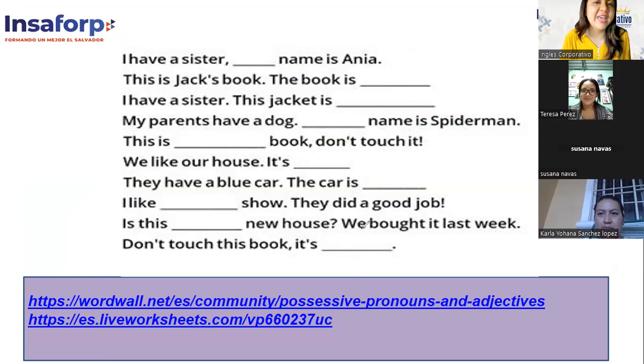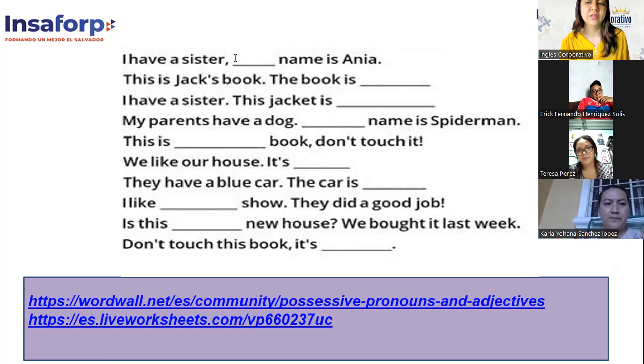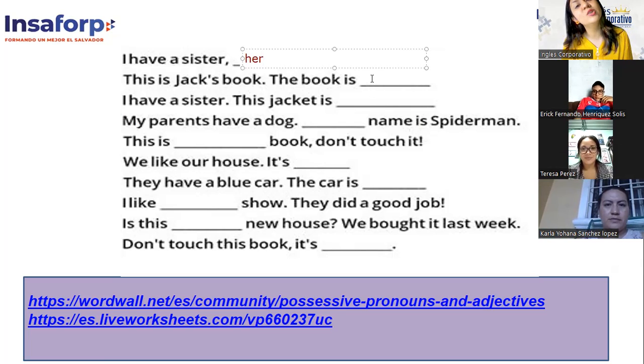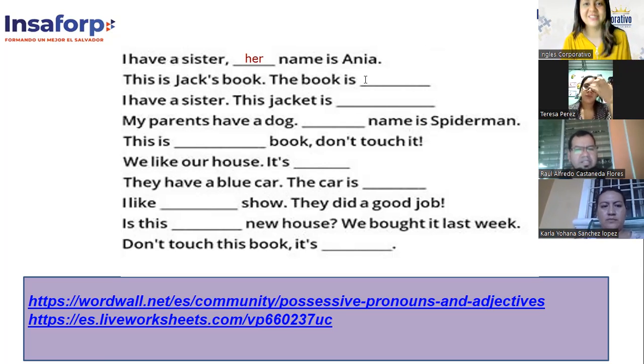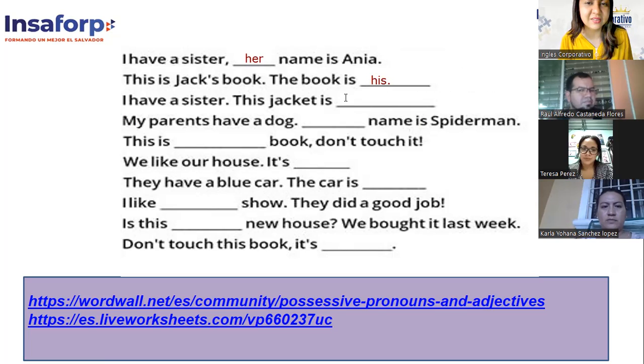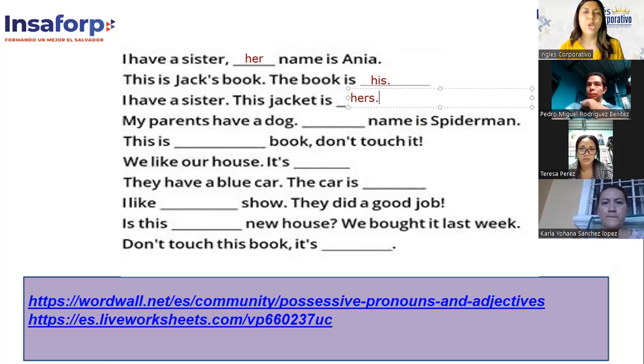Vamos a ver. It says, I have a sister. ¿Qué le pondría aquí yo? ¿Cómo seguiría la conversación? I have a sister. Her name. Her name, exactly. Her name is Anya. Tengo una hermana, su nombre es Anya, el nombre de ella. Ok, this is Jack's book. The book is his. His, cabal, es de él. I have a sister. This jacket is hers. Cabal. Tengo una hermana y esta chaqueta es de ella. This jacket is hers. Okay.